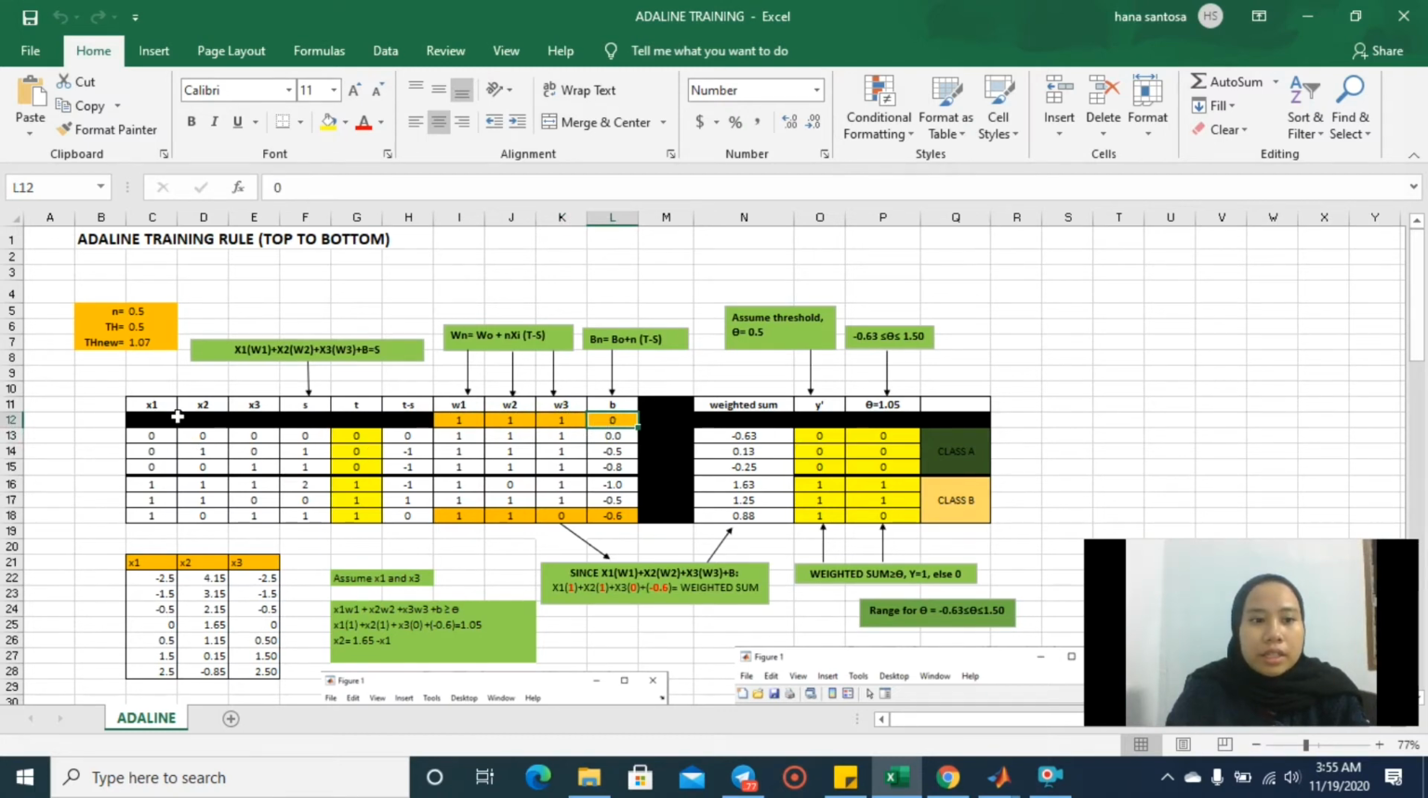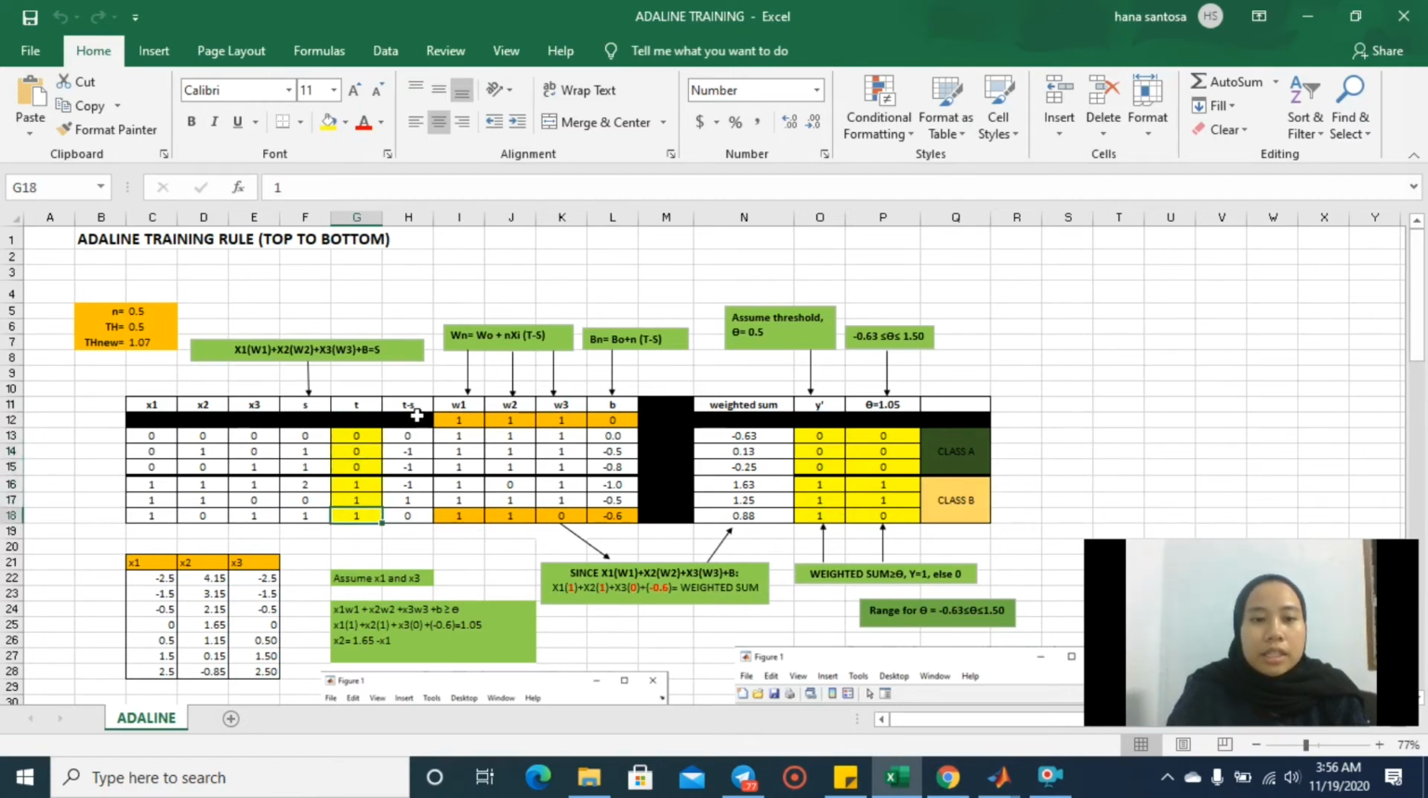Okay, this is the data of x1, x2, and x3. We divide it into two classes, which is this is class A and this is class B. Okay, this is S. How to get the S? We are using this formula: x1 times W1 plus x2 times W2 plus x3 times W3 plus B. We got the value of S. This is the value that we assume: 0, 0, 0, 1, 1, 1.